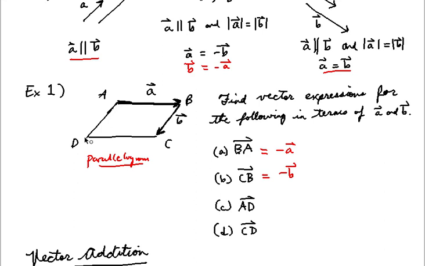Going from A to D, remember we said we can move vectors around, so I could take this vector and move it over here, since I know the lengths are going to be the same and the directions are going to be the same, because this is a parallelogram. So AD would be the same vector as BC, so this would actually be vector B. CD would be the same as BA, and we already found BA, so that would be negative vector A.